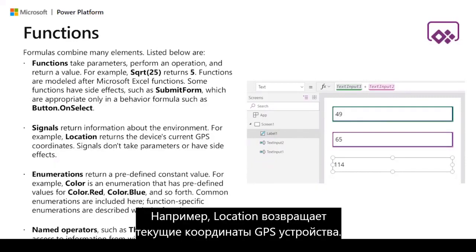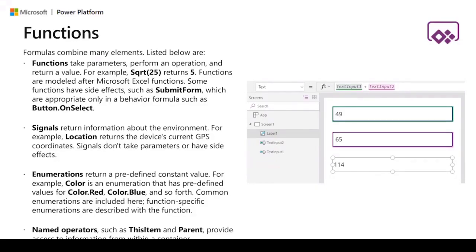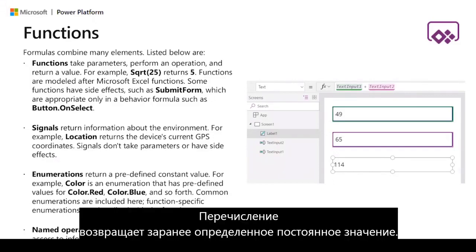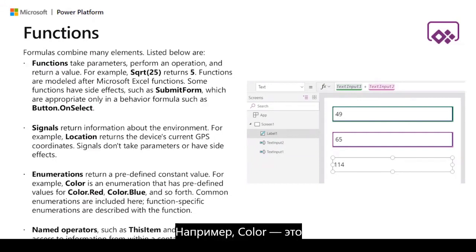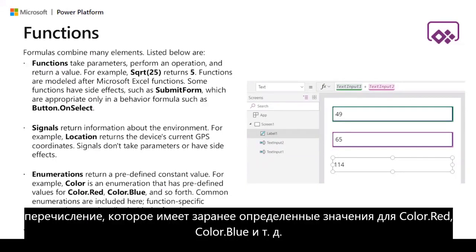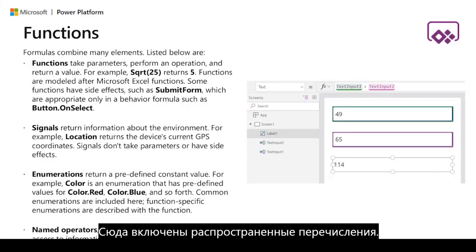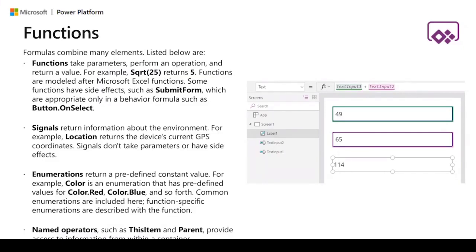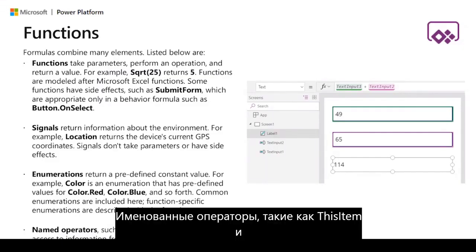Signals return information about the environment. For example, Location returns the device's current GPS coordinates. Signals don't take parameters or have side effects. Enumerations return a predefined constant value. For example, Color is an enumeration that has predefined values for red, blue, and so forth. Common enumerations are included here. Function-specific enumerations are described with the function. Named operators such as ThisItem and Parent provide access to information from within a container.